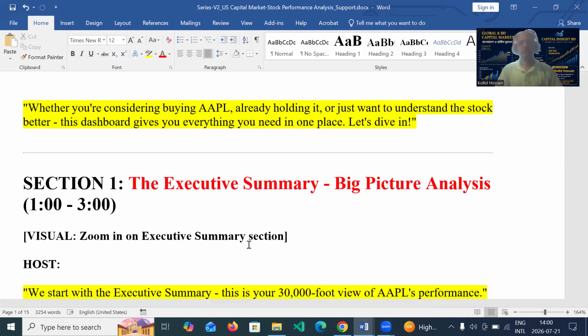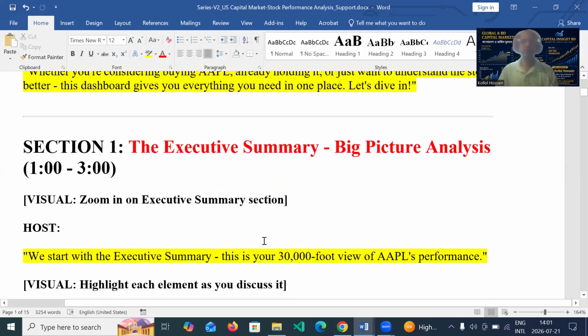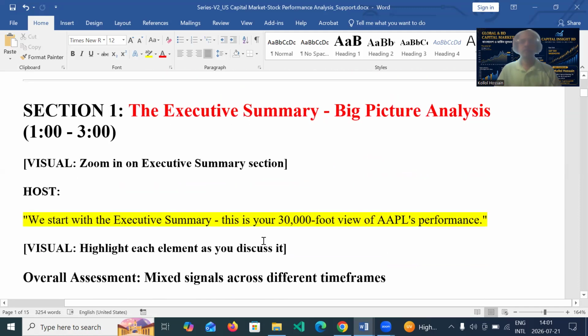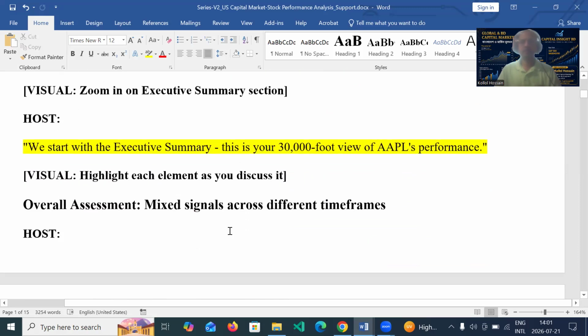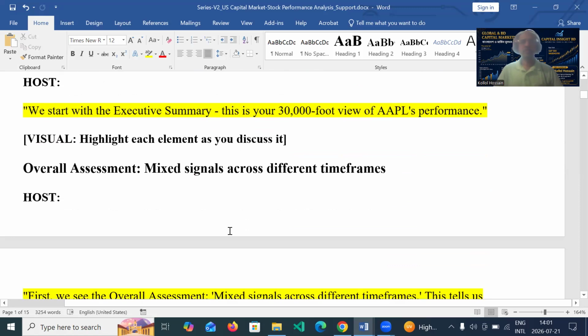So whether you are considering buying Apple or already holding it, or just want to understand the stock better, these dashboards give you everything you need in one place. So let's dive in. In the executive summary, big picture, you can see here. We start with executive summary. This is your 30,000-foot view of Apple's performance at a glance.